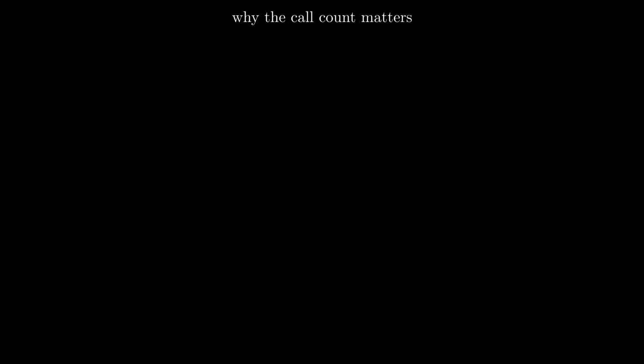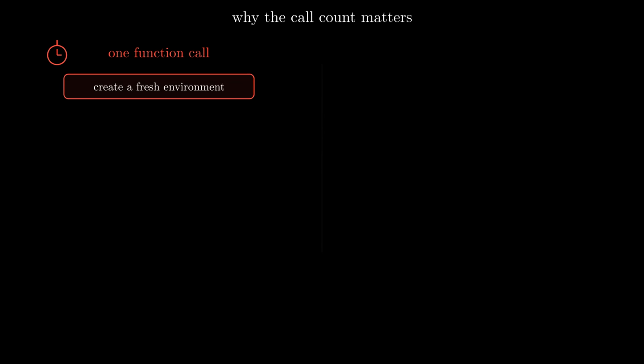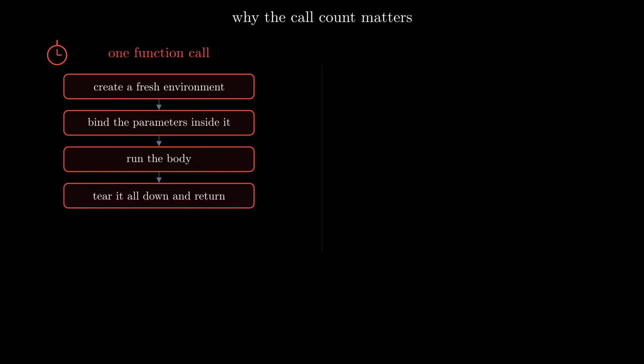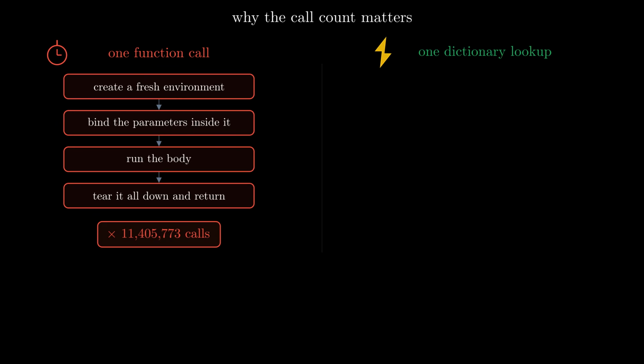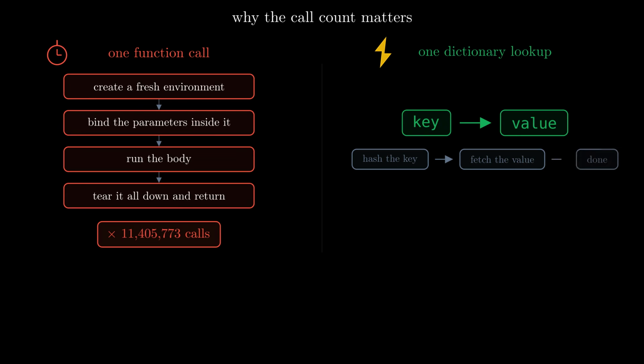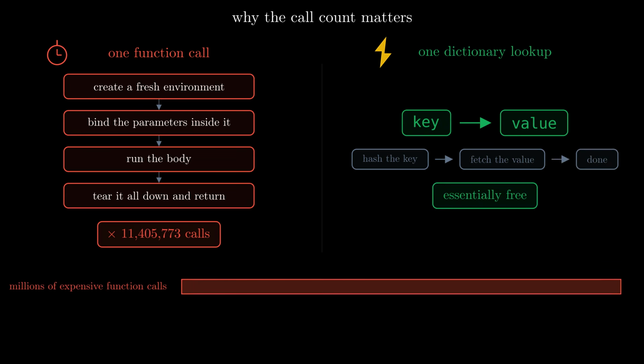Why does the call count matter so much? Because every function call carries overhead. Python has to create a fresh environment for the call, bind the parameters inside it, run the body, and tear it all down when the call returns. Do that 11 million times, and the overhead alone becomes the whole runtime. By contrast, a dictionary lookup is essentially instantaneous. Hash the key, fetch the value, done. Memoization wins because it replaces millions of expensive function calls with a handful of nearly free lookups.